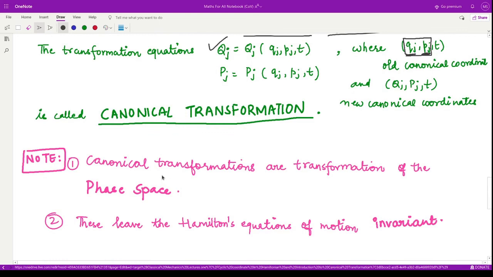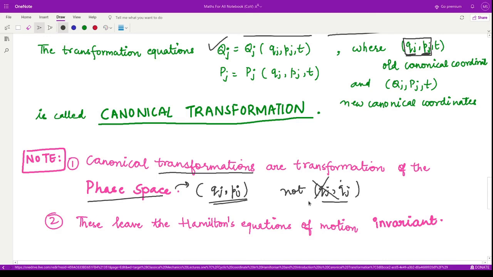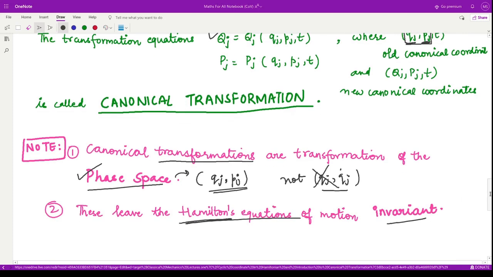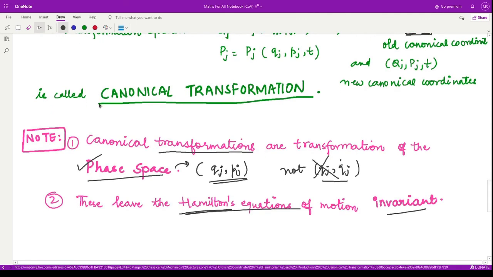Moreover, these transformations are taking place in the phase space. Why? Because in phase space, the set of bases are the generalized coordinates and the generalized momenta, right, and not the generalized velocities. So we are dealing with these transformations in the phase space. Moreover, it is a property of such transformations that Hamilton's equations remain invariant under them. So that is an introduction to what canonical transformations are.